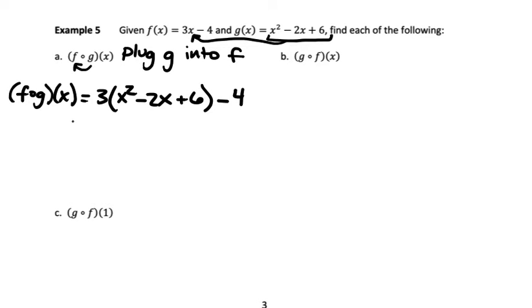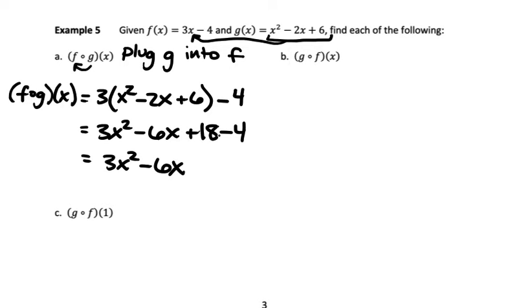Now I need to do some simplifying here. So what I'm going to do first is distribute the 3. So that will be 3x squared minus 6x plus 18. And then I need to combine any like terms. So we have 3x squared minus 6x, and then plus 18 minus 4 gives me plus 14. So this is my answer right here.